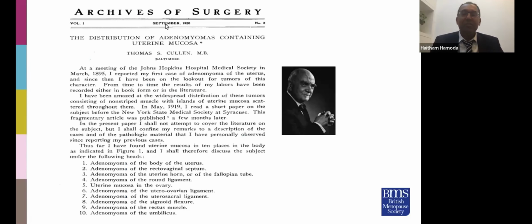Just before starting to talk about the practical aspect of it, just to give a bit of a historic perspective, the reference to symptoms related to the menopause has been around in various references for a few hundred years. But if we want to look at when there was a histological description of endometriosis-related tissues in the literature, it goes back to this paper by Thomas Cullen from Baltimore in 1920, where he reported histologically confirmed what we would describe as endometriosis. He used the term adenomyomas to describe them, but as you can see here, what he described was islands of uterine mucosa in different parts of the pelvis.